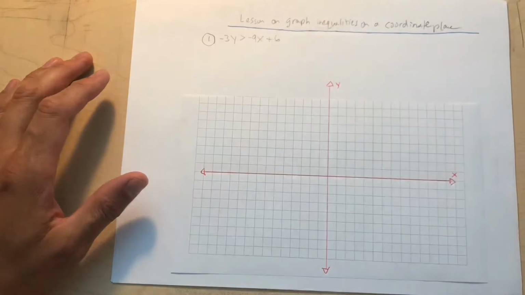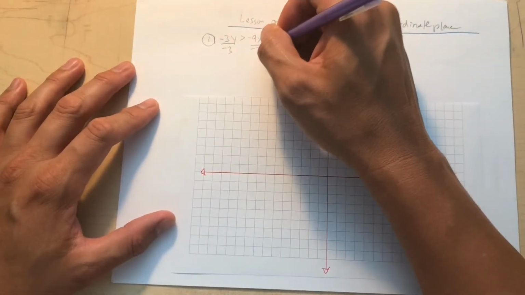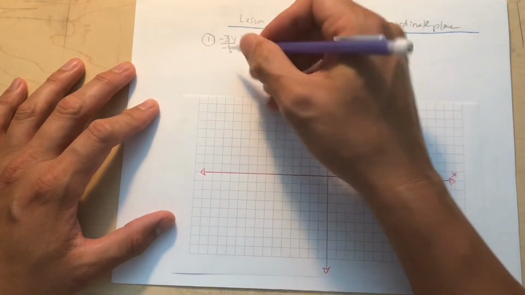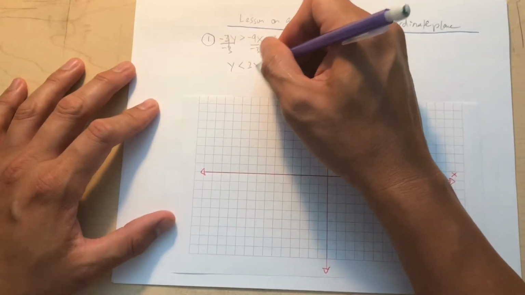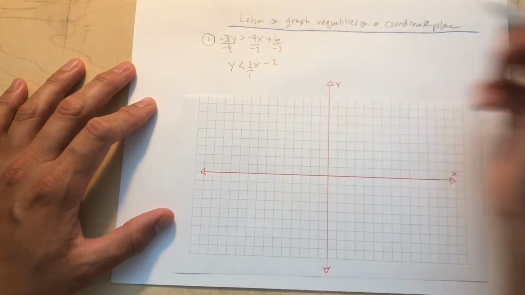So the first thing I'm going to do is solve for y. So I'm going to divide by -3. Cancel. Now since I divide both sides by a negative, and it is an inequality, I'm going to flip the sign. Alright, so we get 3x and we get -2. So that's my slope and that's my y-intercept. So I'm going to go and graph.